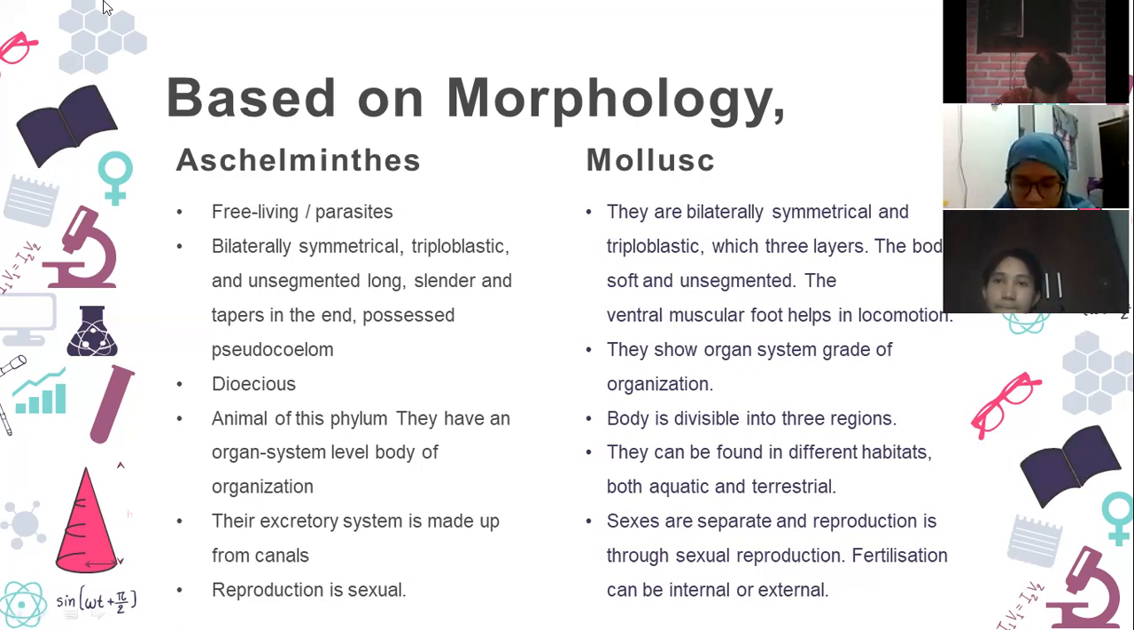Respiration occurs through gills, which are called ctenidia, and they have a pair of kidneys, like us. Their body is divisible into 3 regions: the head, a visceral mass, and a ventral foot. Their body cavity is a hemocoel, through which blood flows.